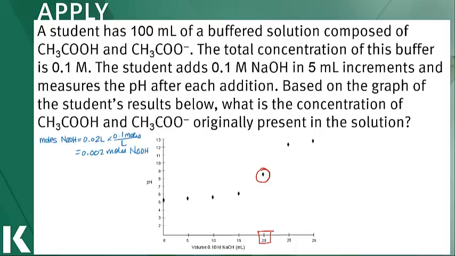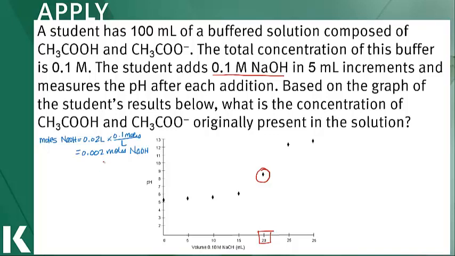Since it took 20 milliliters, I need to figure out exactly how many moles of sodium hydroxide, or how many moles of base, I have added. So I have 0.02 liters, that's 20 milliliters, times the 0.1 molar concentration that was given to me in the question. When I do that math, I find out that I added 0.002 moles of sodium hydroxide.